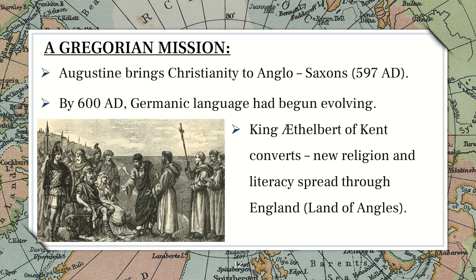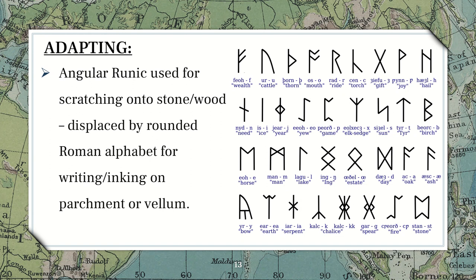Around 600 AD, the Germanic language was evolving on its own with no contact with the mainland European Germanic languages, so its changes were unique and isolated. At the point when literacy began to spread, the angular runic alphabet, which was used for easy cutting into stone and wood by the Anglo-Saxons, began to be replaced by a rounded Roman alphabet, which was easier to write on parchment with ink.